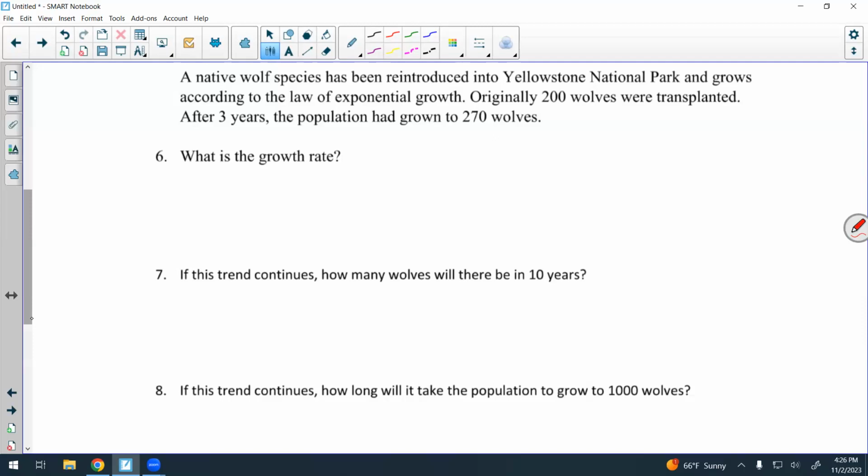A native wolf species has been reintroduced into Yellowstone National Park and grows according to the law of exponential growth. Originally, 200 wolves were transplanted. After 3 years, so P sub 3, we had 270 wolves. So first we need the growth rate.